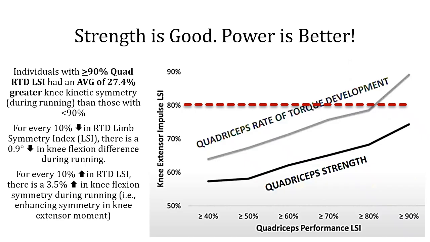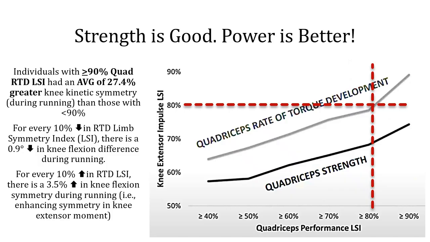So if you drew that dotted red line at 80% knee extensor impulse LSI, suggesting that would be an acceptable amount of symmetry that would potentially be less detrimental to the joint, then we could say that would correspond with an individual getting their rate of torque development symmetry also to about 80%.